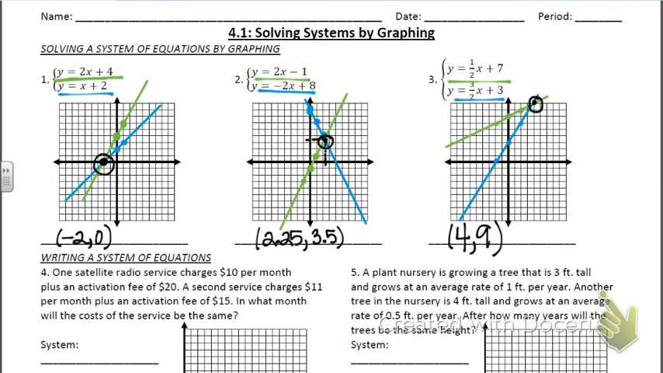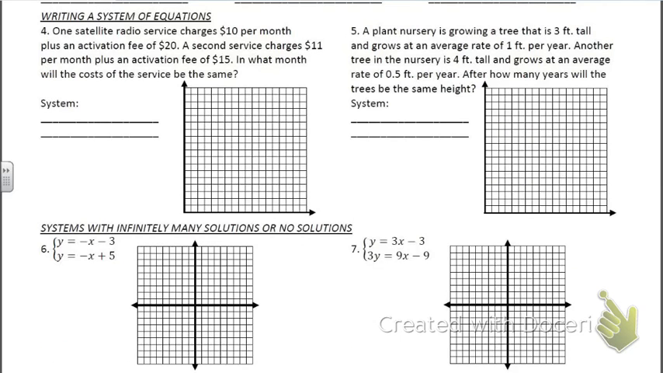Okay, let's look at what this means. Are we good so far? Everybody? Okay, let's look at what this means in terms of writing and graphing a system in a real world situation. In writing a system of equations, it's very similar to what you did in Unit 3, but this time there's 2 things you have to be aware of. So they give you more information, basically, to be more accurate.